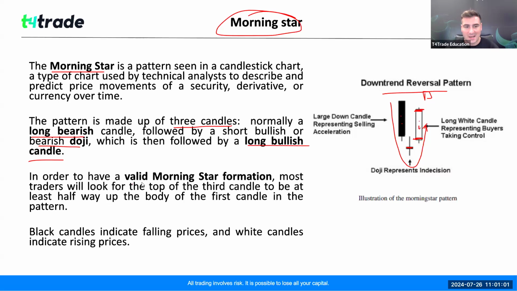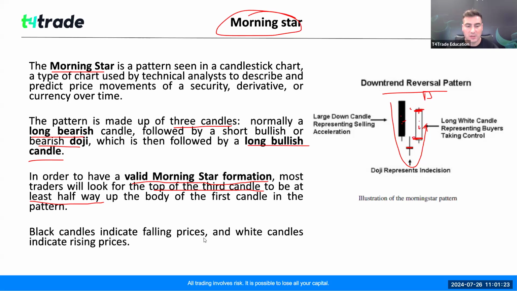In order to have a valid morning star pattern formation, most traders will look for the top of the third candle, this one, okay, to be at least halfway up of the body of the first candle, okay? So halfway somewhere in here, close is there, okay? So above it, perfect, okay?